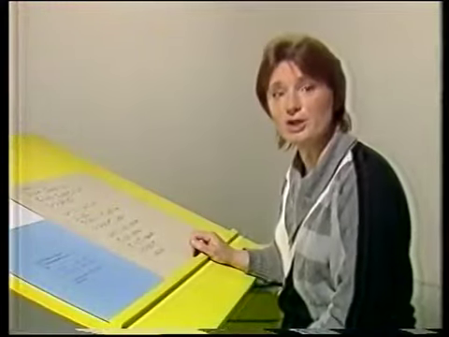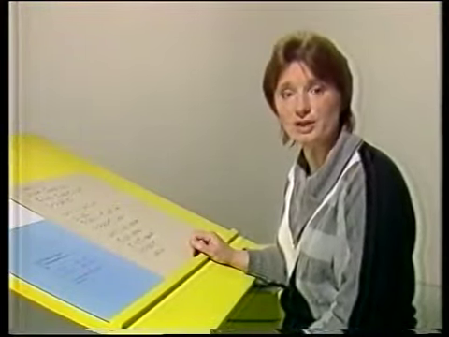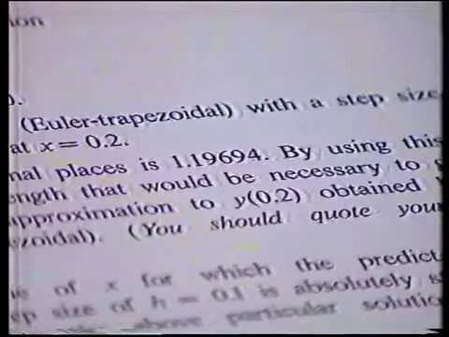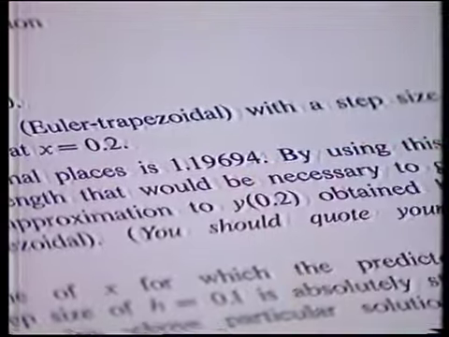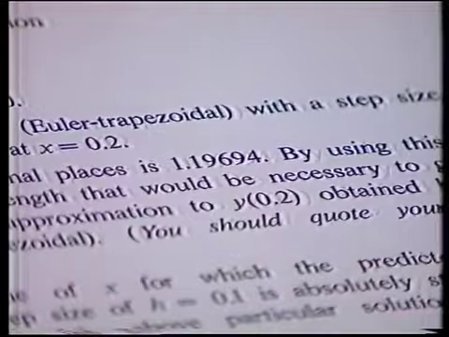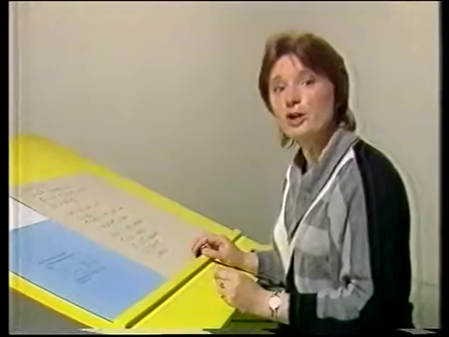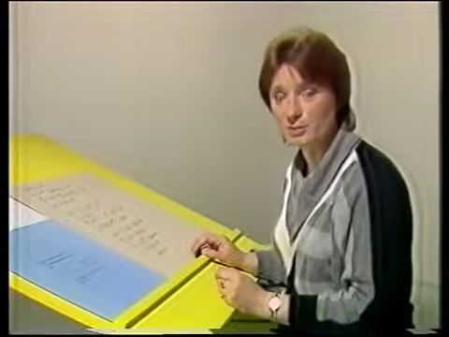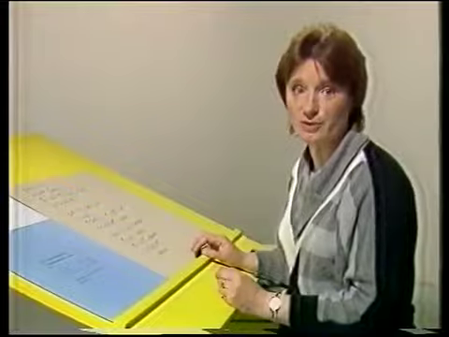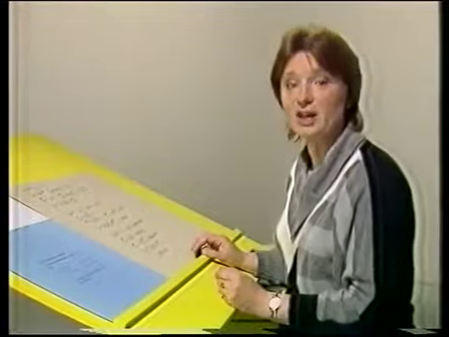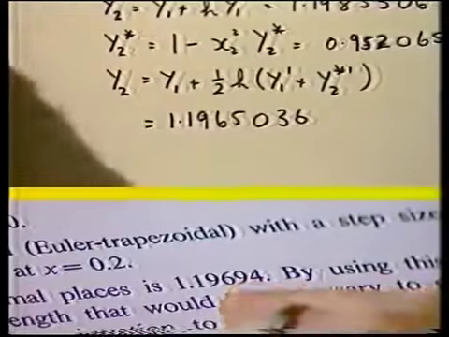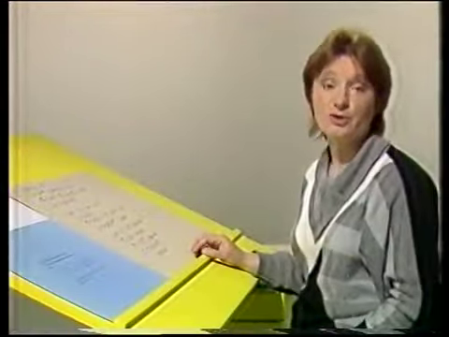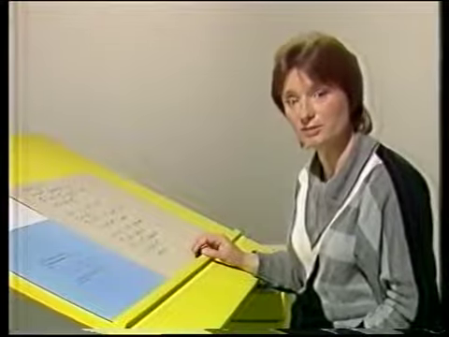Now, y2 is an approximate solution of y at x equals 0.2. And in part 2 of this question, you're given the correct value to 5 decimal places. So you can use it to check that your value of y2 is a reasonable figure. Of course, you wouldn't expect it to be correct to 5 decimal places, but it shouldn't be too different. And it isn't. In this case, they're the same to 4 significant figures. So I can be pretty confident that the calculation is okay so far.